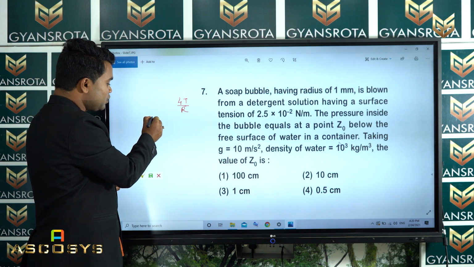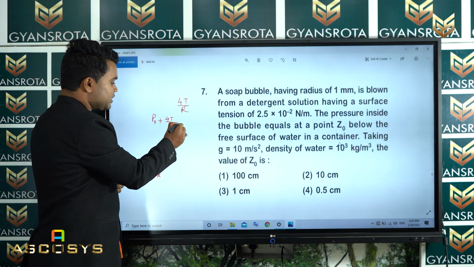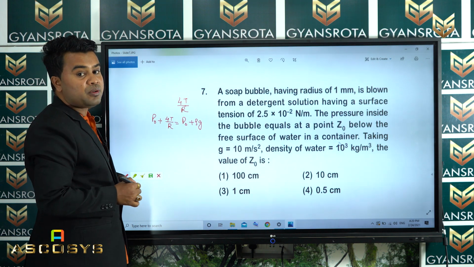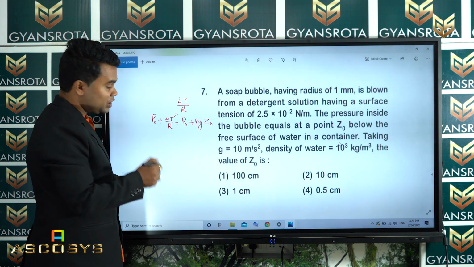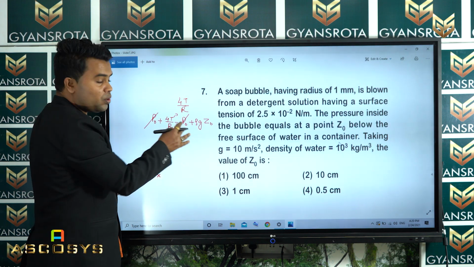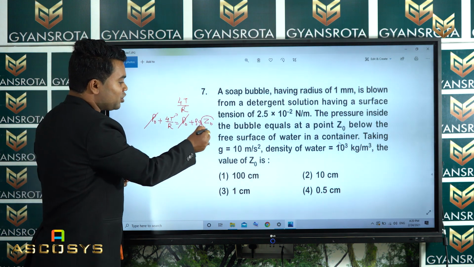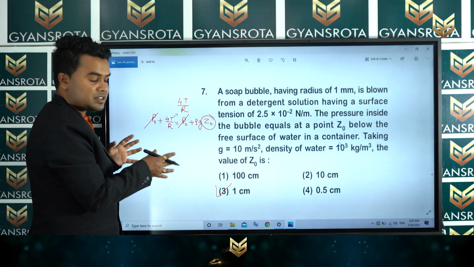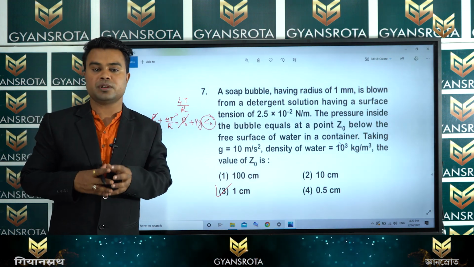So your expression will become P naught plus excess pressure, that is 4T by R. Also the pressure can be written as P naught plus rho g h, but out here h is given as Z naught. Now T is given to you, R is given to you, P naught will cancel out, rho is also supplied, acceleration due to gravity is also supplied to you. Your final answer for Z naught will come out to be 1 centimeter. If you just put those values, you will find your answer will be 1 centimeter. So this is the end of question number 7. Let us see question number 8 now.